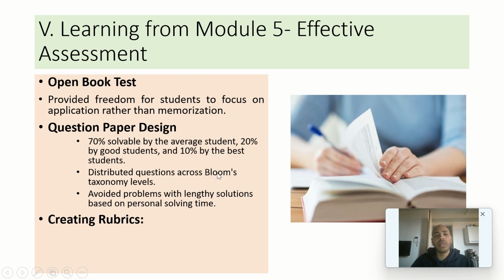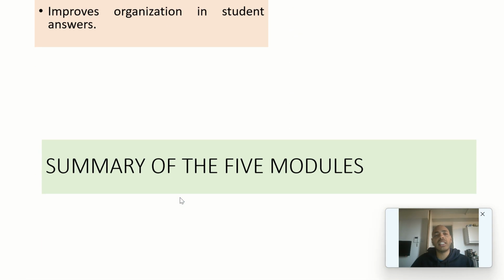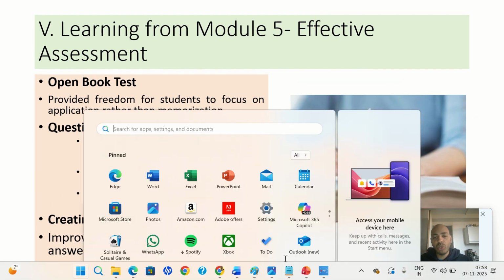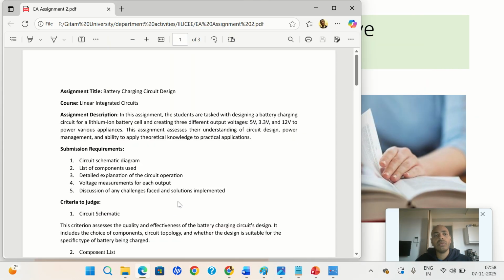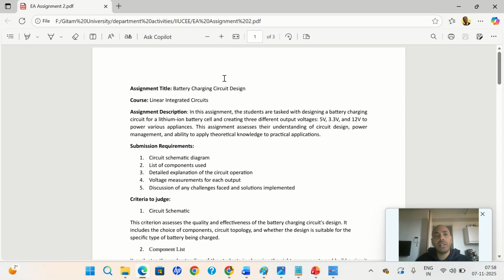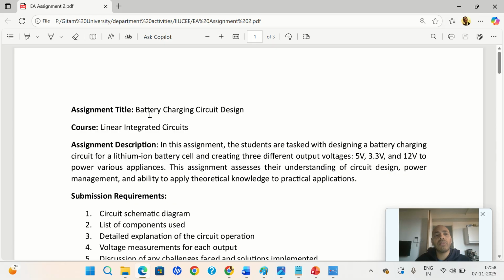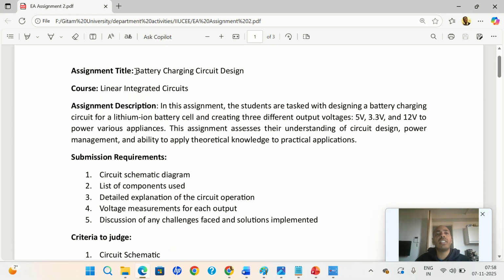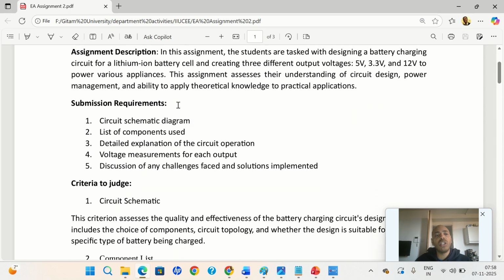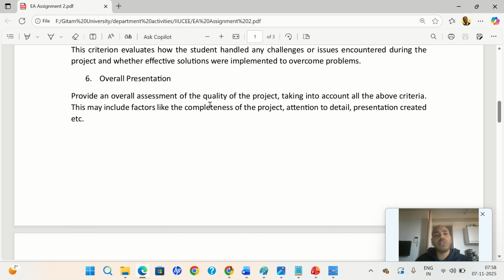Now comes a very important thing, which is creating rubrics. So I will show you one example. What does a rubric mean? It gives a better picture to the student of what the expectation is in the assignment. So let me show you one rubric. This is one sample assignment, where you have to design a battery charging circuit. This is from the course Linear Integrated Circuits. All these details are given here, on what they have to do. And finally this is the rubric.